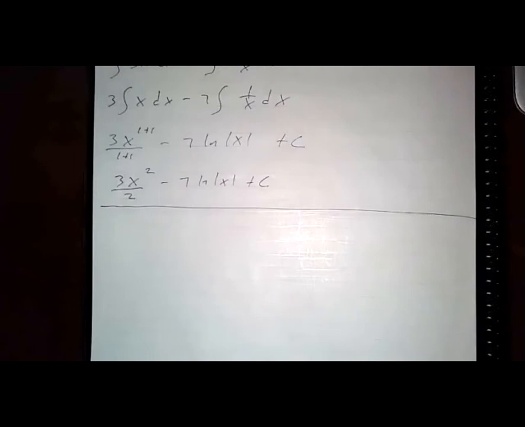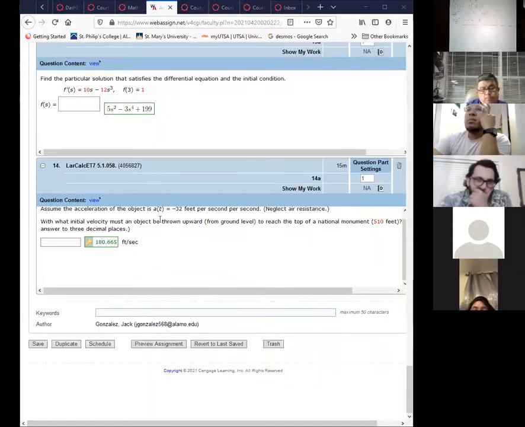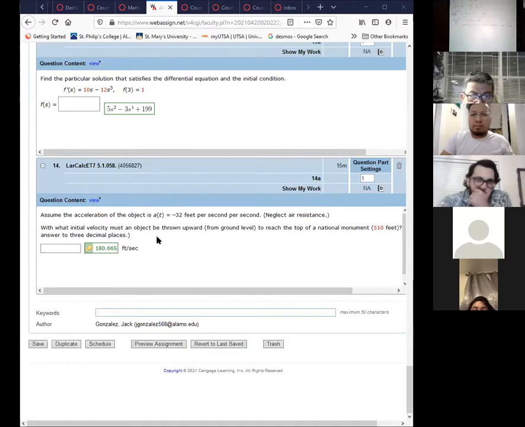Okay, so let's look at 14 here. Let's do a word problem for fun, right? You guys see this? Okay. So assume the acceleration of an object is negative 32 feet per second. So that's obviously gravity, right? With what initial velocity must an object be thrown upward from the ground level to reach the top of a national monument, 510 feet? Answer to 3 decimal places.